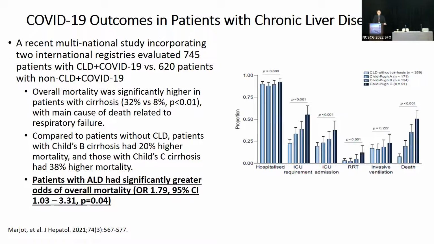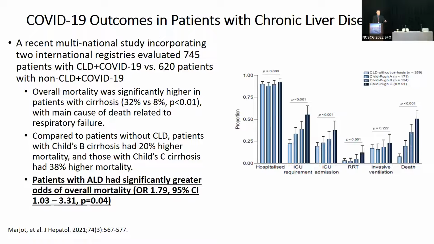Of course, overall mortality was higher in patients with underlying cirrhosis, as you can see, 32 versus 8%. And you can see across the figure here where they stratified patients. The first bar in each set represents CLD without cirrhosis, and then Child's A, B, C. And you see here whether it's ICU admission, renal replacement therapy, need for ventilation, or death, as you have more advanced disease, of course, you have a higher risk of these events.